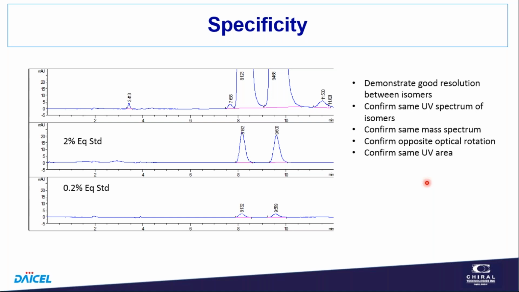But enantiomers have the same UV spectrum. They're just mirror images, so the UV spectrum in an achiral solvent will be identical. They have the same mass, so you have the same mass spectrum if you analyze them by mass spectroscopy. They will have opposite rotation. If they're the same level, you'd expect similar rotations. And if you have a racemate, you would expect them to have the same UV area. And so you want to maybe confirm all of those things. I think that's pretty straightforward. It's almost too easy.